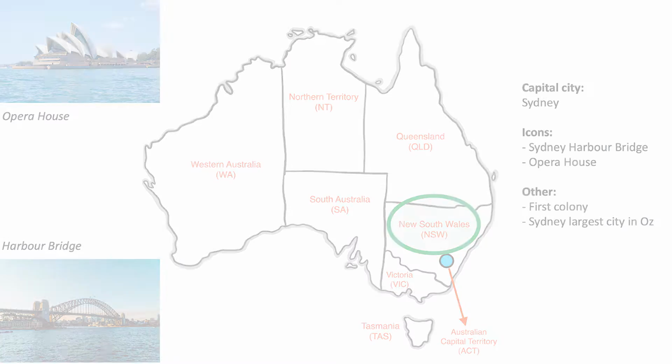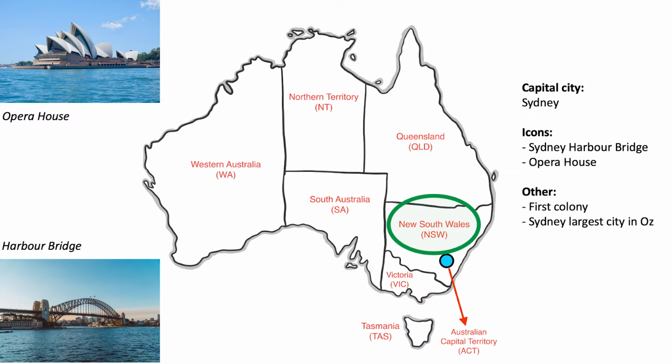So, New South Wales was the first colony established by the British, and its capital city is Sydney, which is also the largest city in the country. You might have heard of the Sydney Harbour Bridge and Opera House, which are national icons.